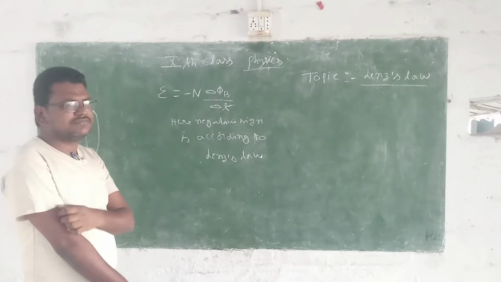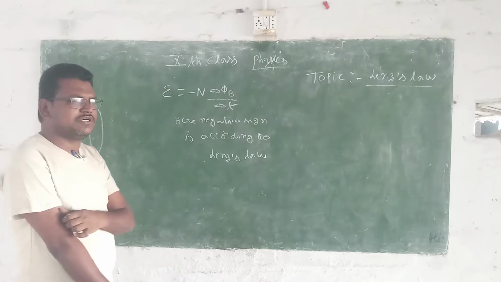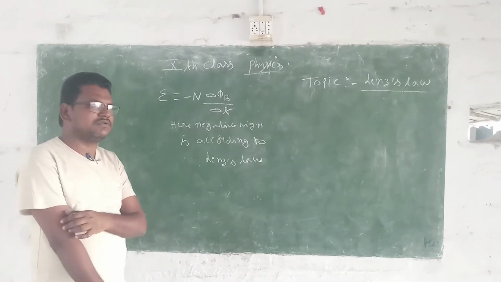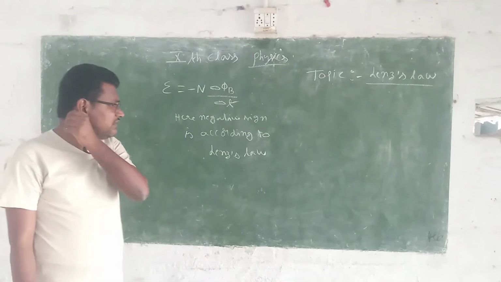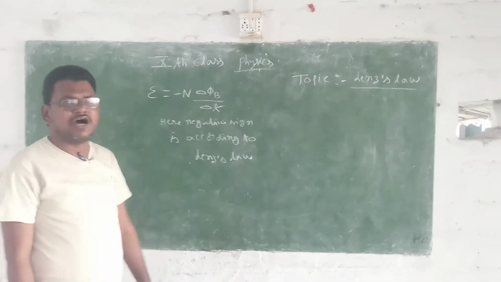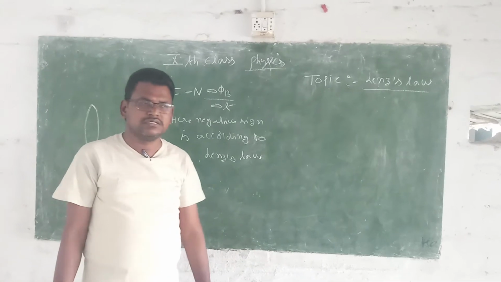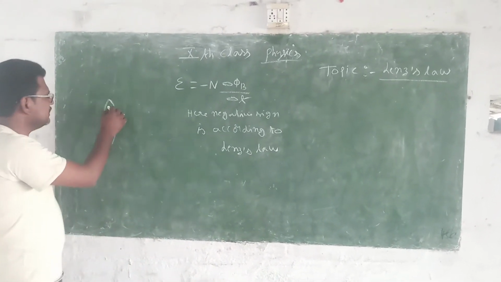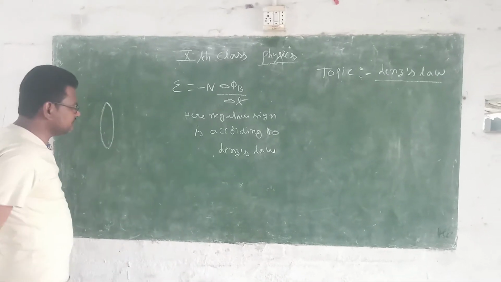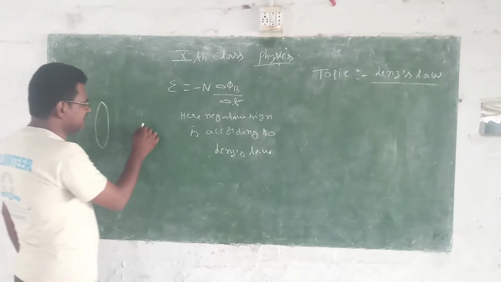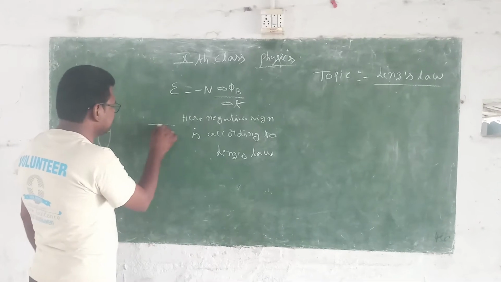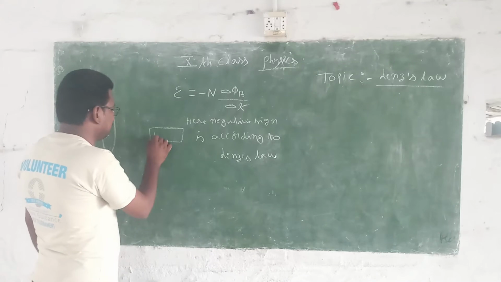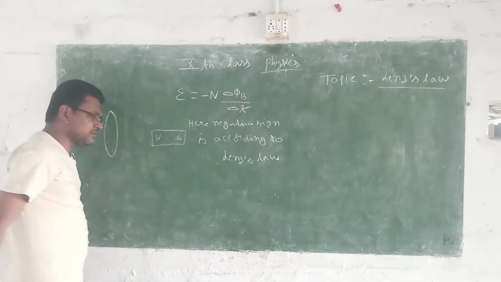Now let's see that the law of conservation of energy holds good in the case of Lenz law. Let's see how we explain the law of conservation of energy in Lenz law. For this, let's take a coil, and let's take a magnet, with a north pole and a south pole.